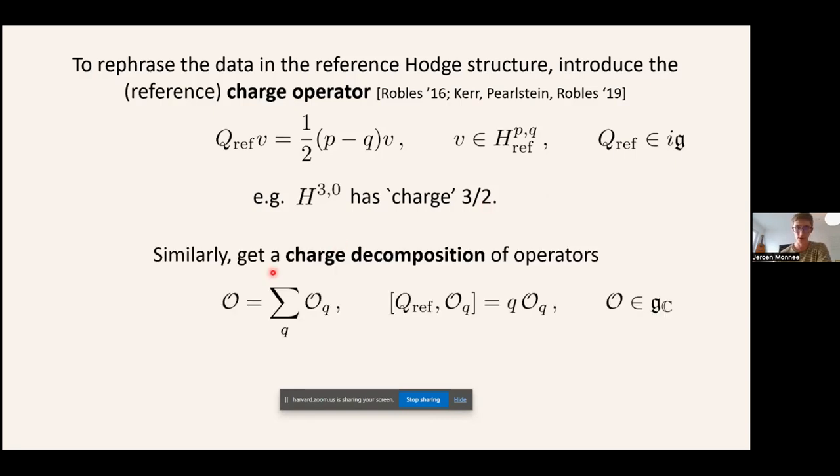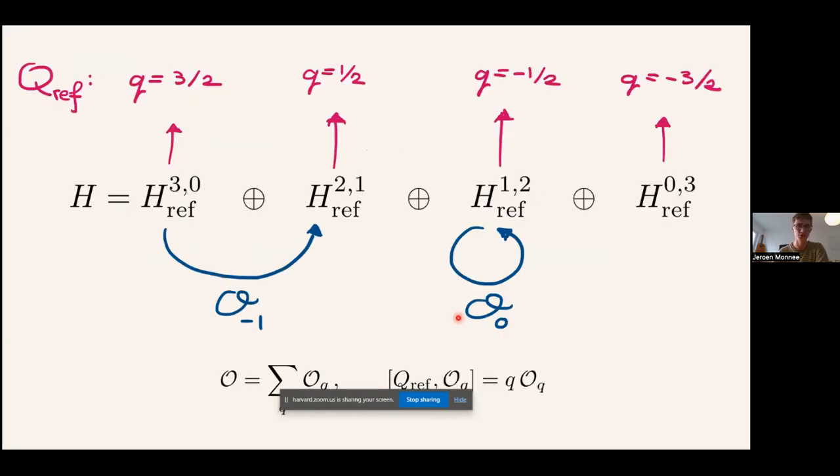And in a similar way, you can look at operators, so elements of this Lie algebra that act on the vector space. And you can get a charge decomposition of these operators depending on their commutation relation with Q. And just to put this more into a picture, here I've depicted again this Hodge decomposition. Again, the H^{3,0} piece will have charge 3/2, the (2,1) piece has charge 1/2, etc. And then all we mean by an operator having charge -1 is that it maps elements in H^{3,0} to H^{2,1}. Okay? And similarly, an operator which has charge 0 will just stay within the same (p,q) piece.